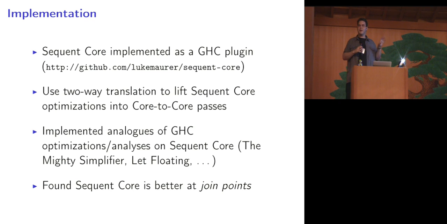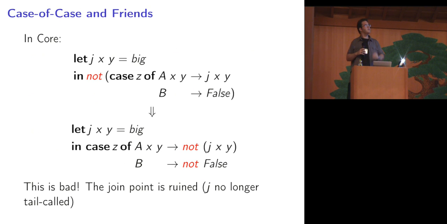And there was a particular aspect that we found that Sequent core was subjectively better than core at representing as an intermediate language, and that was in the representation of join points. So let's look at a particular example where in core we do something that we might not want to do, but it's a little bit different in Sequent core.